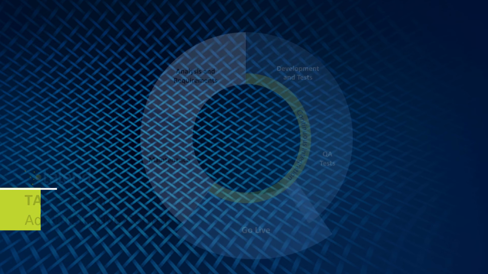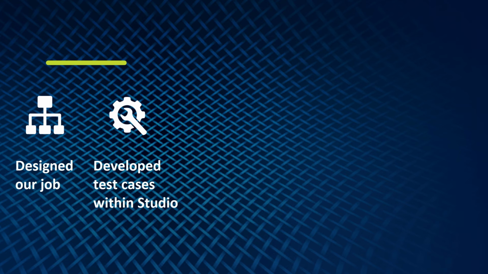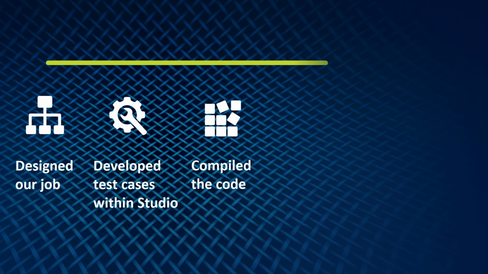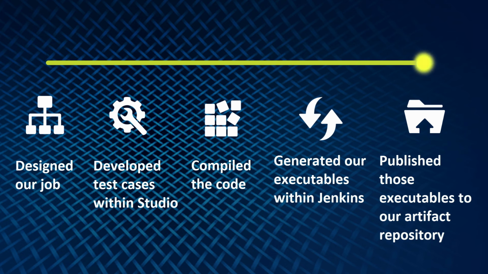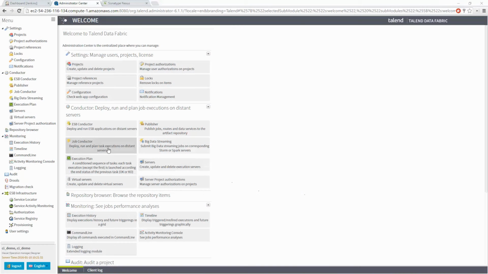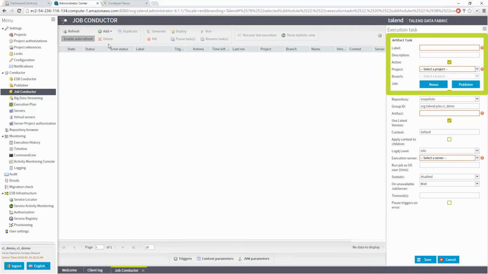Let's get started. Now that we've designed our job and developed test cases within the studio, then compiled the code and generated our executables within Jenkins, and finally published those executables to our artifact repository, let's deploy the job to the production environment. In our TAC environment, we go to our job conductor and add an artifact task. Let's give it a name and quick description.